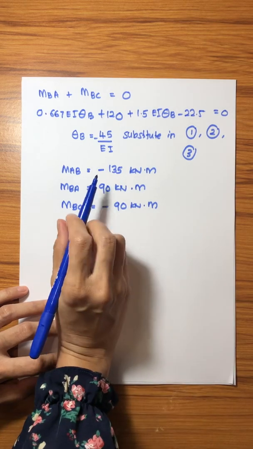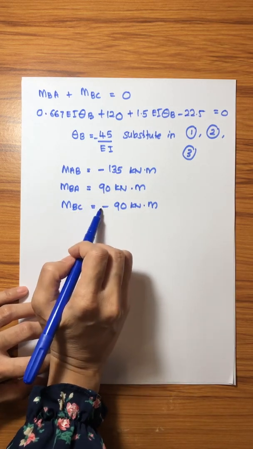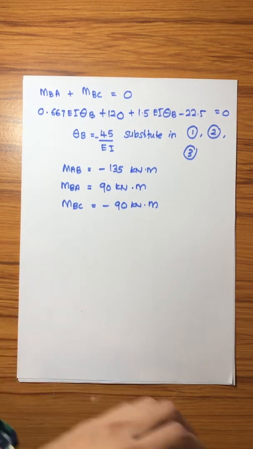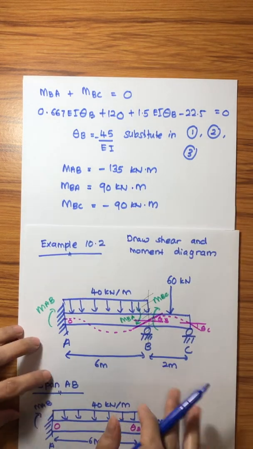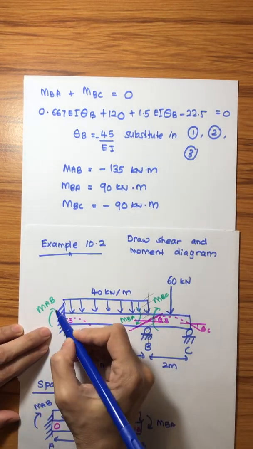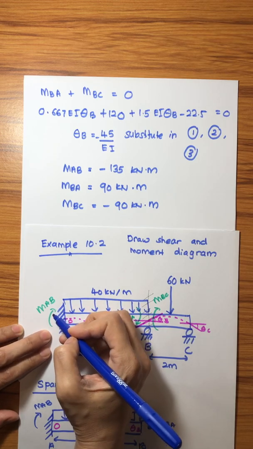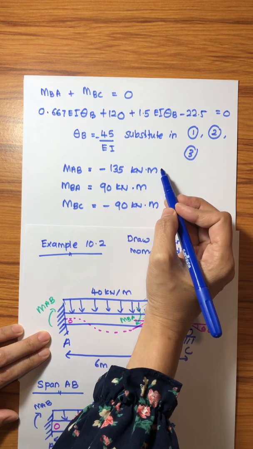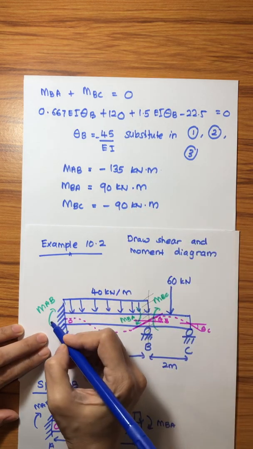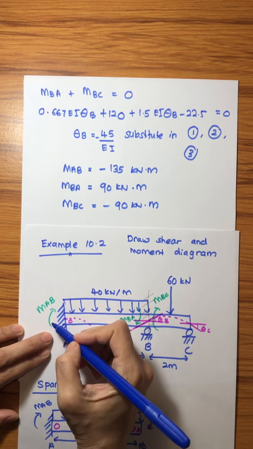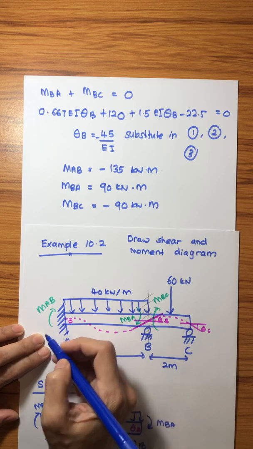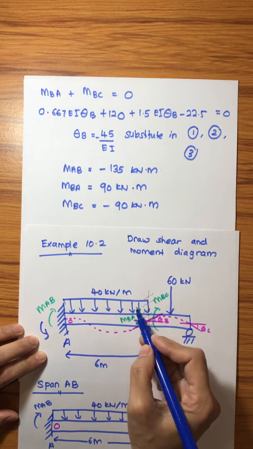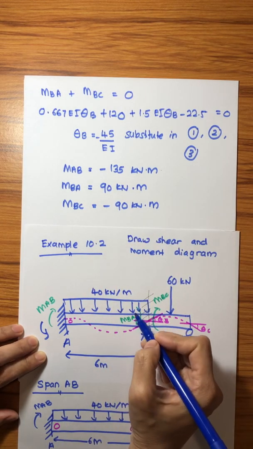As you can see, we have negative, positive, negative. What does it mean by this value? Negative here means, can you see? You assume MAB to be this arrow. If negative 135 you got in your calculation, meaning that your sign contradicts what you assume, meaning that MAB is this arrow. So MBA you assume to be like this, you got positive, so it is right, like positive 90.